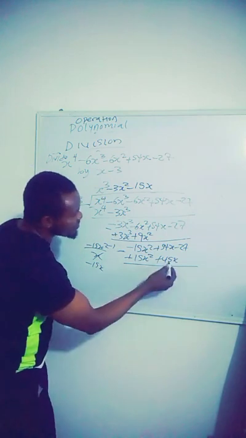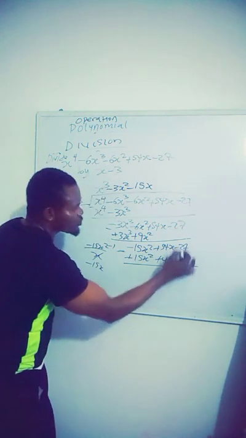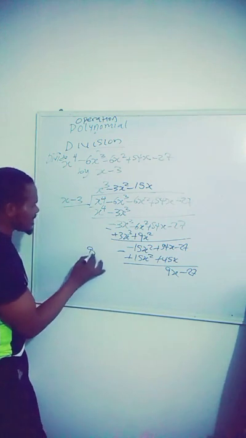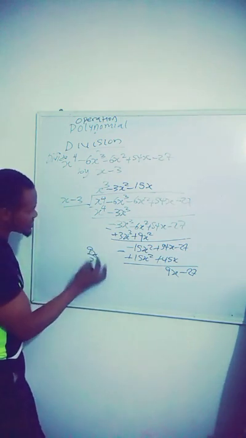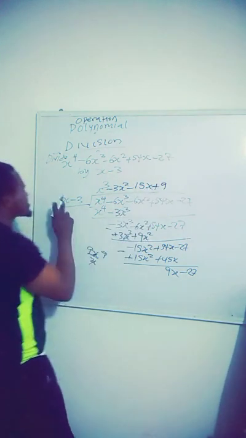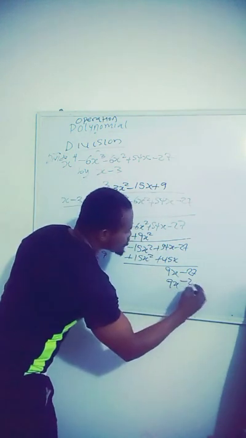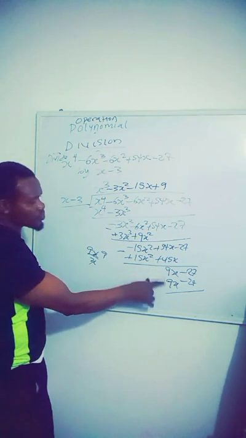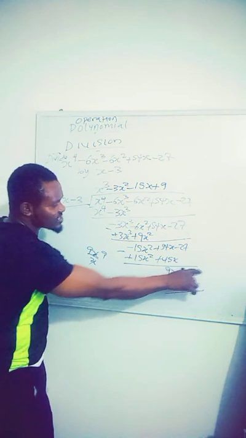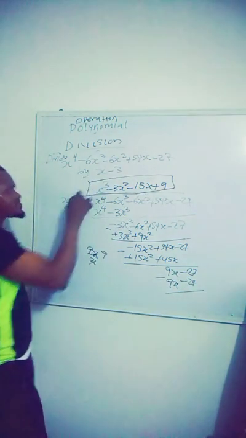That will give us 9x. That will give us 9x minus 27. So you repeat this. So you move by saying 9x divided by x. So this cancels this. You are having plus 9. So this becomes plus 9. 9 times x, you have 9x. 9 times minus 3, you have minus 27. So the only sign that changes this one to 0 is negative. 9x minus 9x is 0. Minus 27 minus 27 is 0. So this is the final answer.